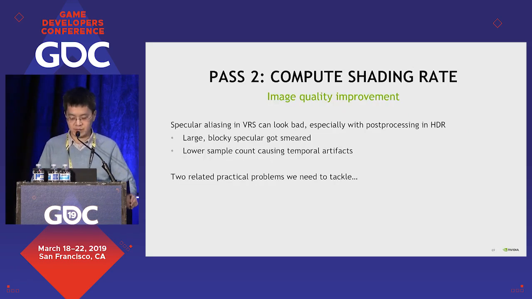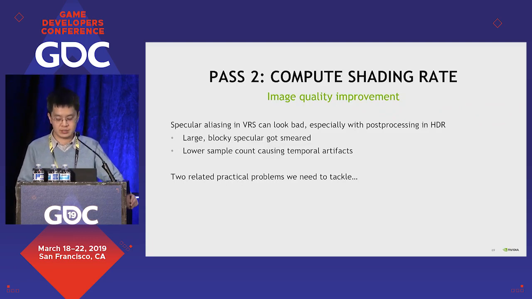There's one problem we haven't talked about. The specular aliasing in VRS can look bad, especially when post-processing is done in HDR. This is because a high energy block of specular can get smeared or bloated into a big blotch after post-processing, and it's usually not temporally stable. There are 2 types of problems that we need to tackle here.